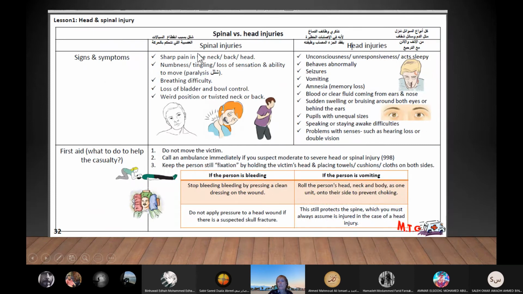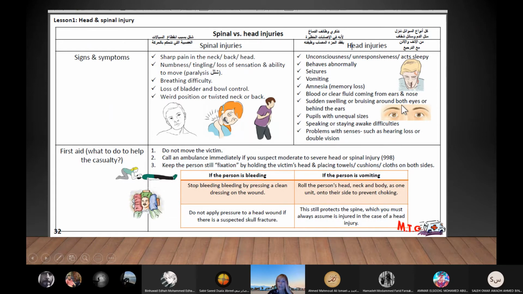Okay, so the signs and symptoms then of a spine injury, you would have numbness, tingling, loss of sensation, a sharp pain or pressure. Their neck might look a bit strange. They might have difficulty breathing. With a head injury, they may feel like they want to get sick. They may not remember what happened, so a bit of memory loss. They may even have a seizure, okay? So if you have abnormal activity in the brain, it can cause a seizure. Or there may be some swelling.